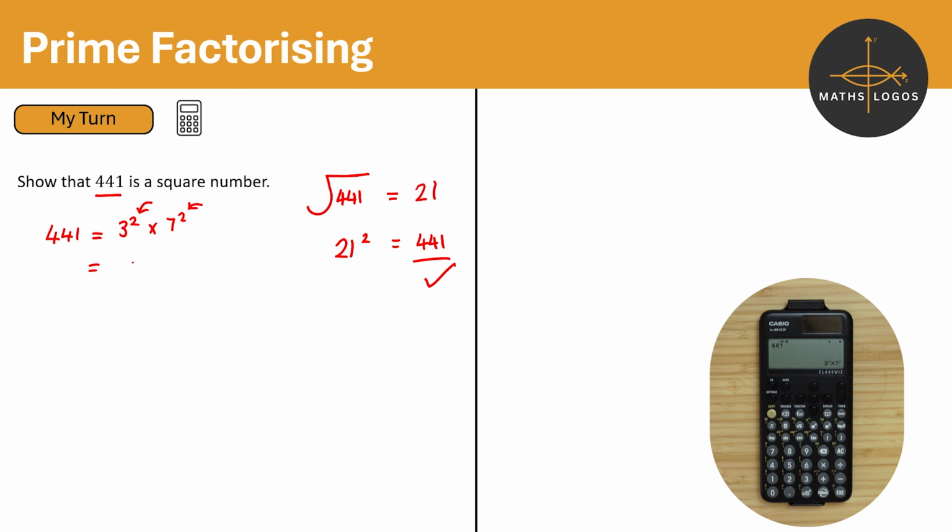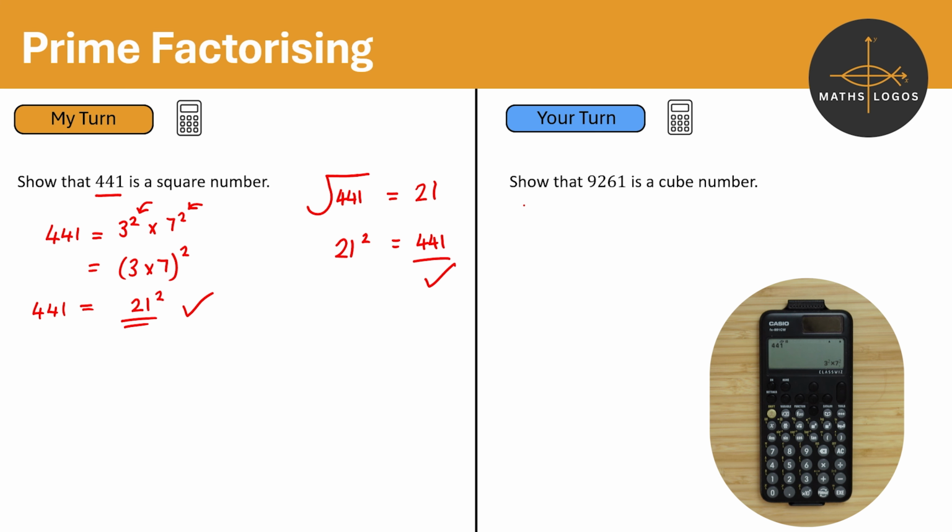We could also write this as 3 multiplied by 7 all squared. And remember, we could do this bracket. 3 multiplied by 7 is 21, so this is 21 squared. So 441 is 21 squared, therefore it's definitely a square number. So before you give this one a go, just have a quick think about what the indices would be if we're expecting it to be a cube number.